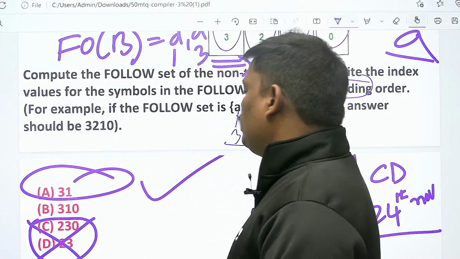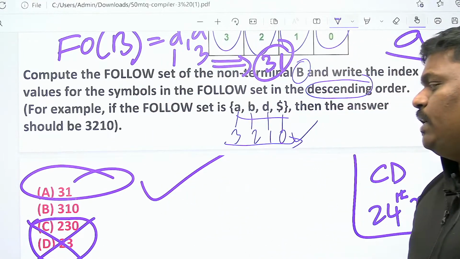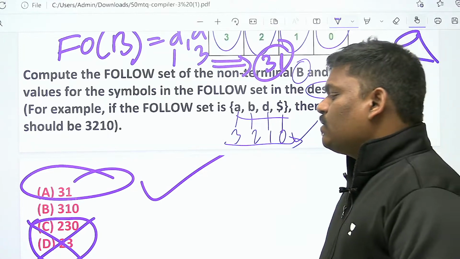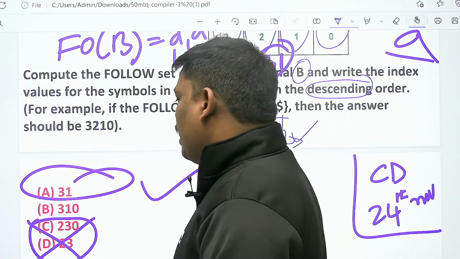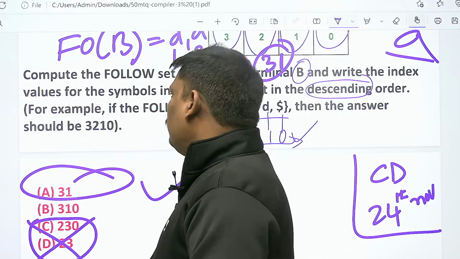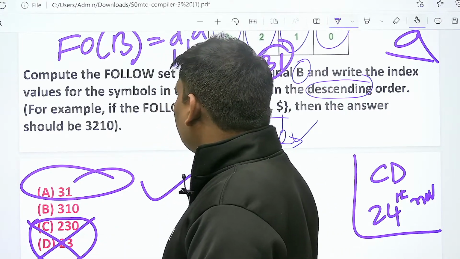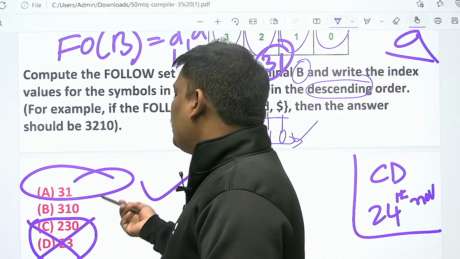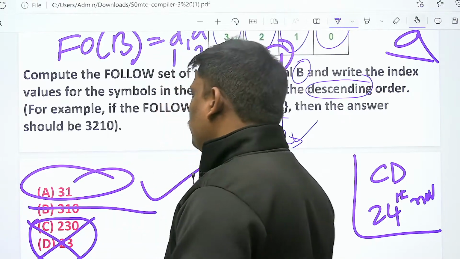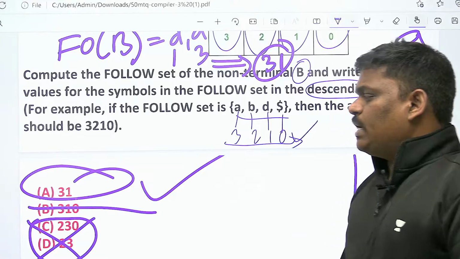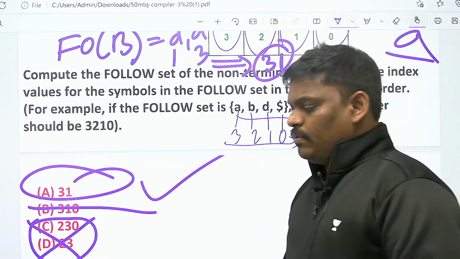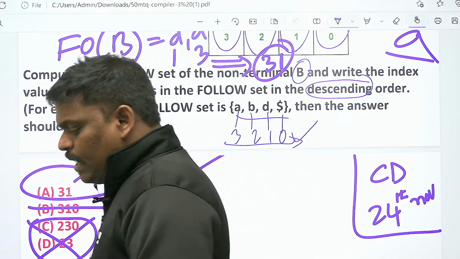How did you get 2 3? You should write in decreasing order. So C and D cannot be the answer. The answer should be either A or B. But I got only two symbols, D and A. Then where is the chance of getting 3 symbols? No chance. So the answer is A.